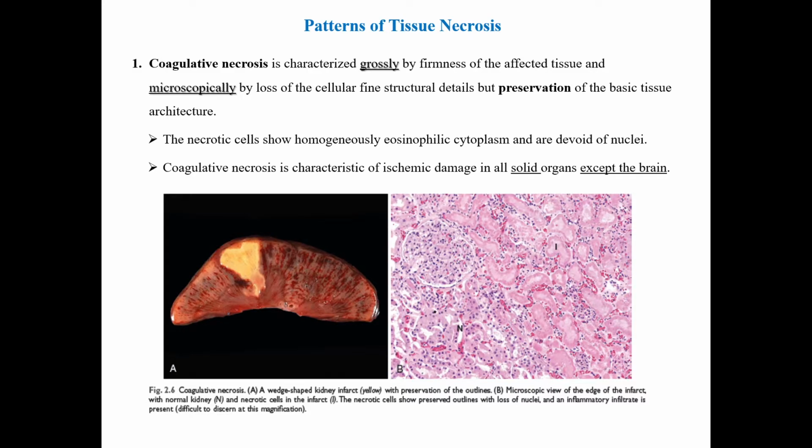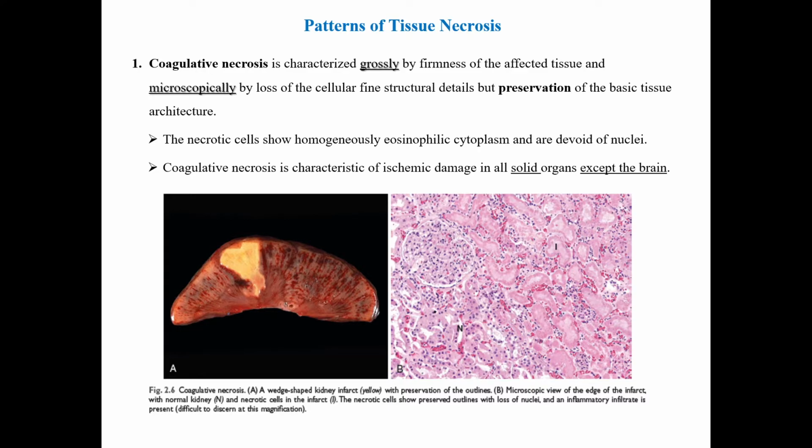Pattern of tissue necrosis. We have coagulative necrosis on the left side. This figure shows coagulative necrosis of a wedge-shaped kidney infarction with preservation of the outline. This wedge has a yellow to whitish appearance.